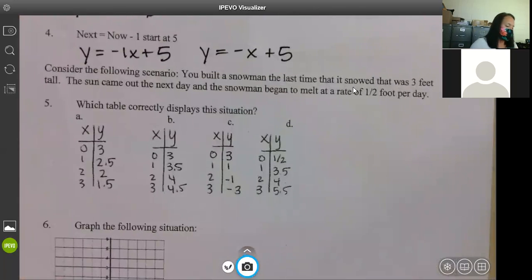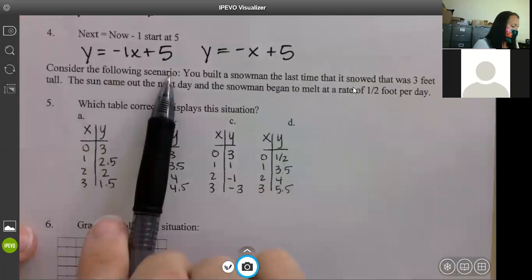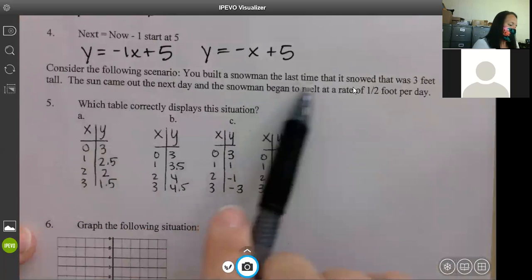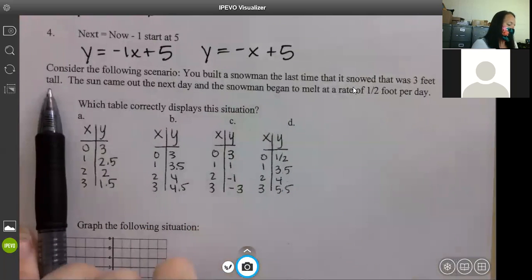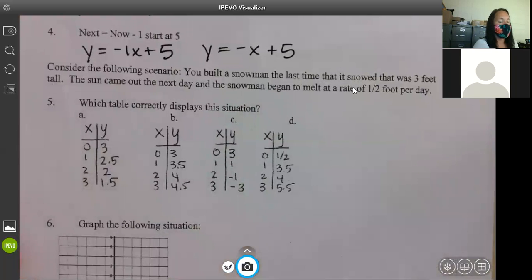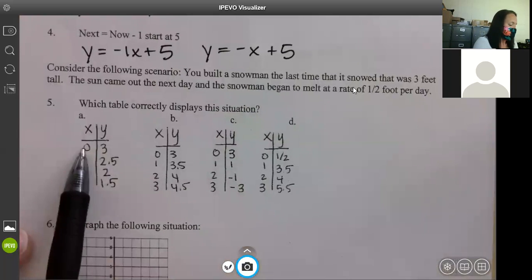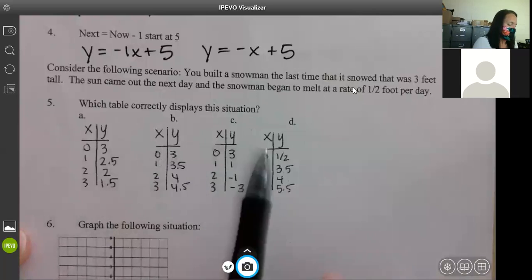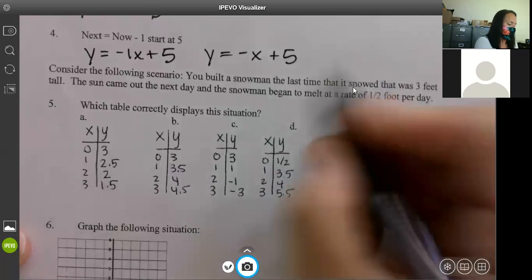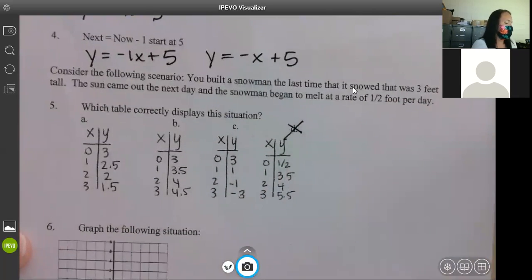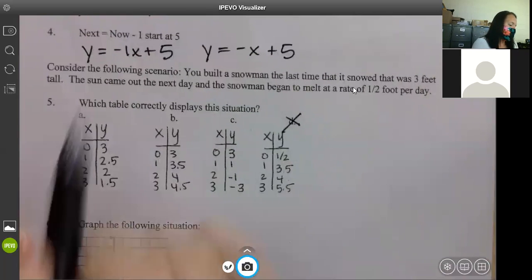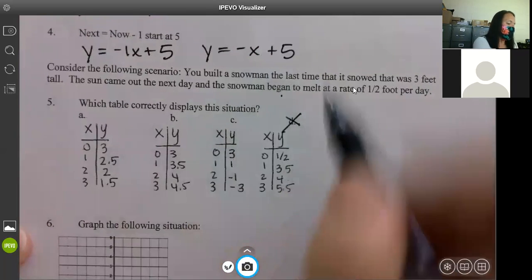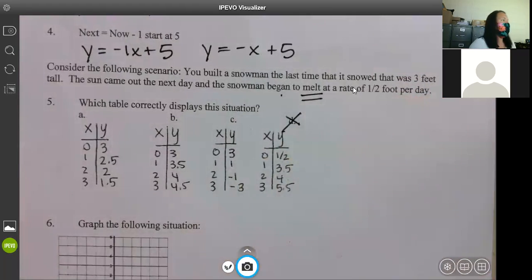All right. So the next part says which table correctly displays the situation. Consider the following scenario. You built a snowman the last time that it snowed and it was 3 feet tall. So where did it start? 3. So all of these, 0, 3, 0, 3, 0, 3 are good. This one says it started at 1/2. We're going to mark that one out. The sun came out the next day and the snowman began to melt at a rate of 1/2 foot per day.